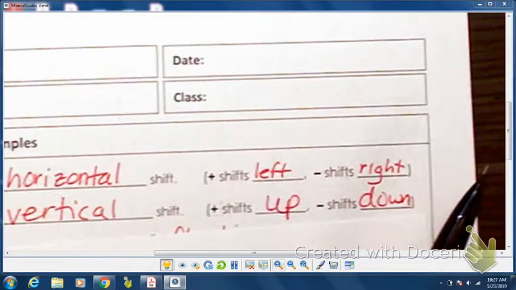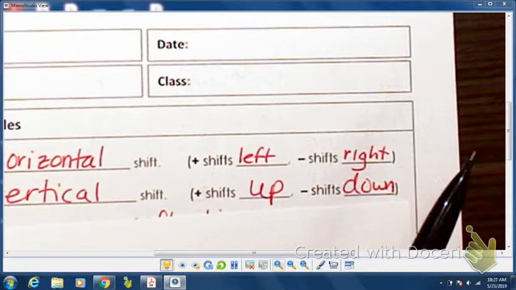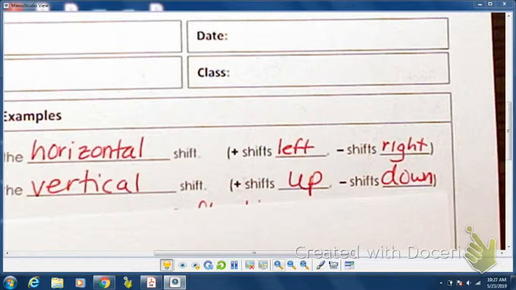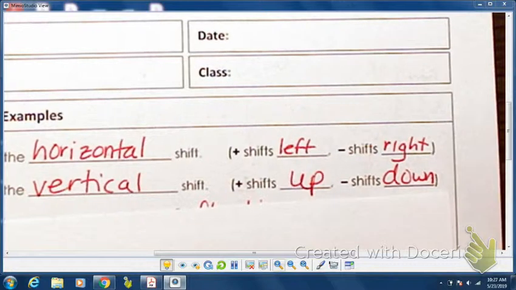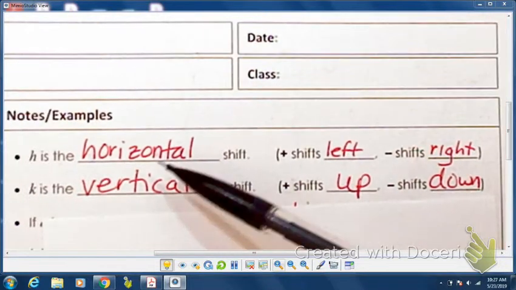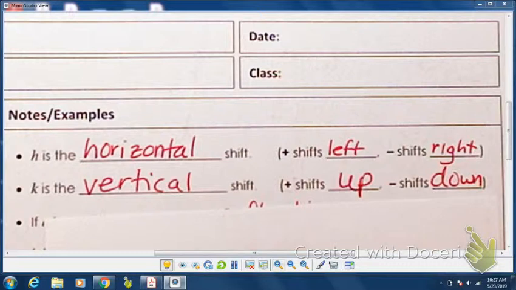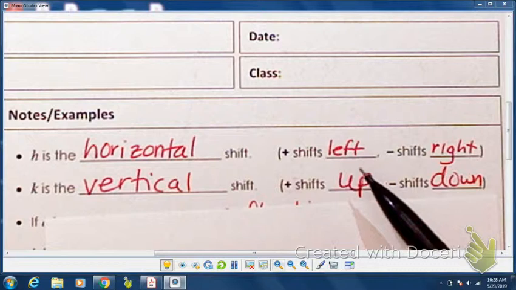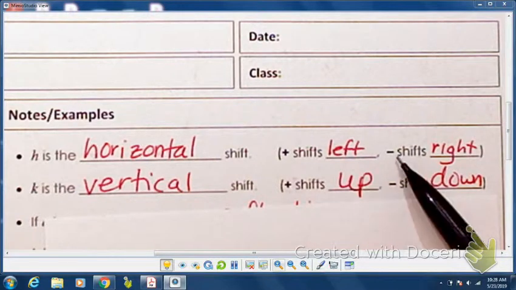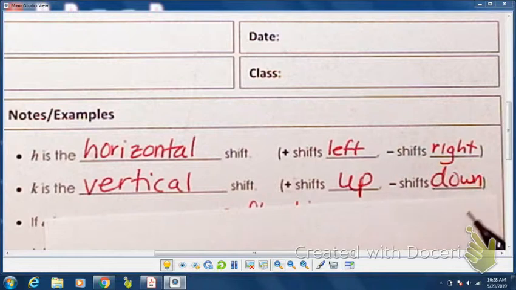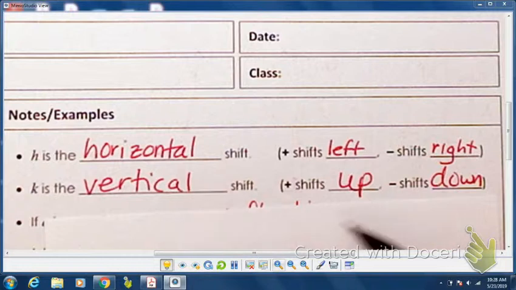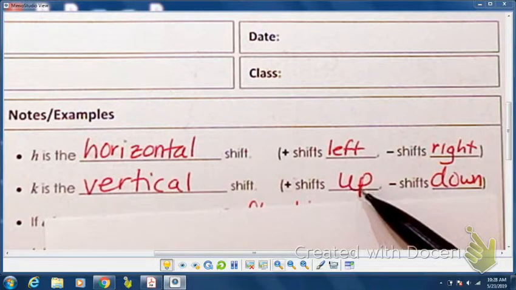There's kind of a lag with my document camera here. H is the horizontal shift. When you add something to it, that shifts your function left. If you subtract, if it's x minus some number, that's shifting things to the right. K is the vertical shift, and that's whether or not the function goes up or down. The height of the function goes up or down.